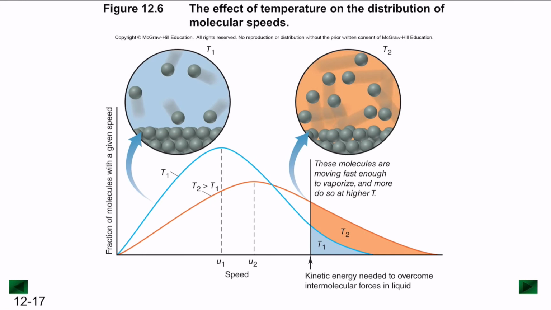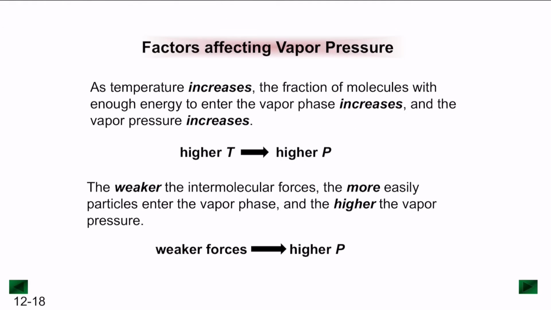So what happens when you increase the temperature? The effect of temperature is very high on the distribution of molecular speeds. When you increase temperature, more molecules are at a higher speed, and at a certain point the molecules are moving fast enough to vaporize, so more of them do at higher temperatures. The higher the temperature, the higher the kinetic energy, which is needed to overcome the intermolecular forces in the liquid.